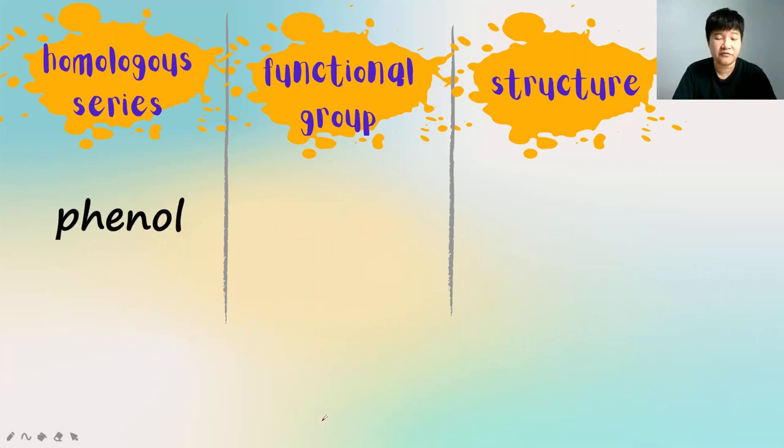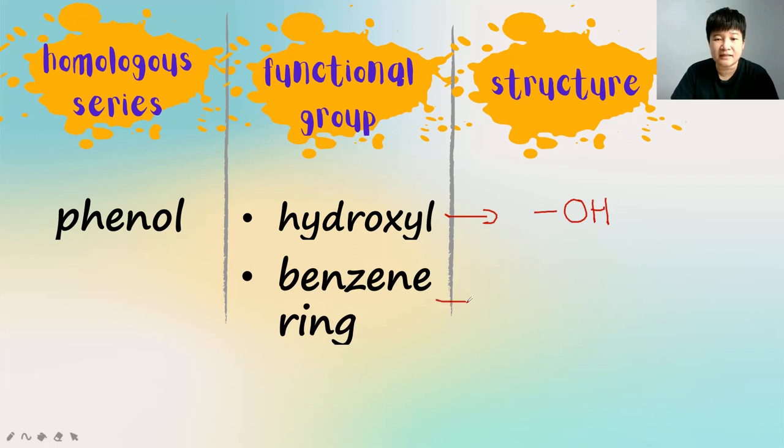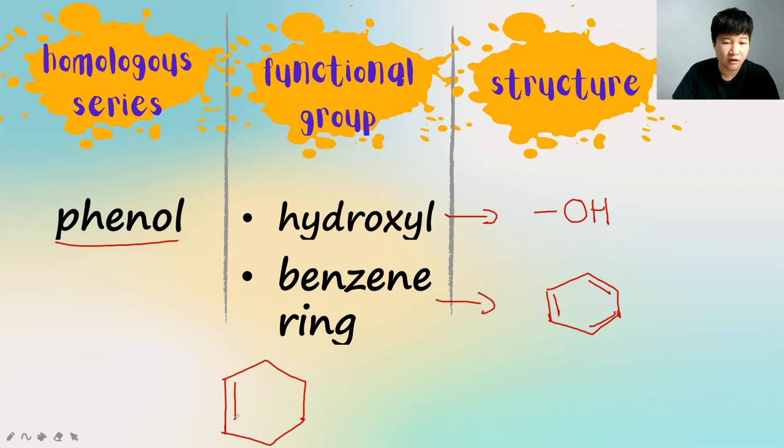Next, we have phenol. Phenol is a very special case because phenol is the only homologous series that has two functional groups. The first functional group, hydroxyl. So the hydroxyl is OH that we have just learned in alcohol. The second functional group in phenol is the benzene ring. If you remember, the six-carbon membered ring. All right, that is your benzene ring. So these are the structures that you must have in your phenol. In other words, the homologous series phenol will look something like this. A benzene ring, the most basic phenol will be your benzene ring holding OH. That is your phenol. Okay?